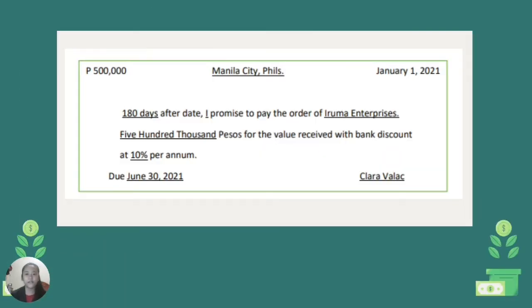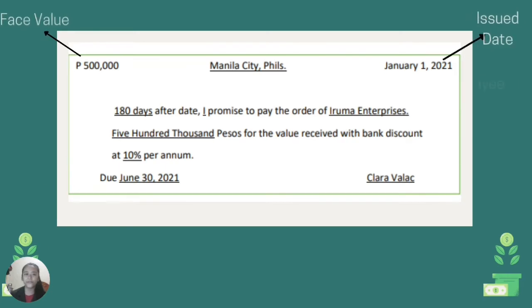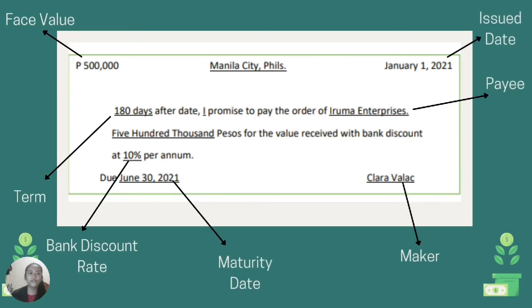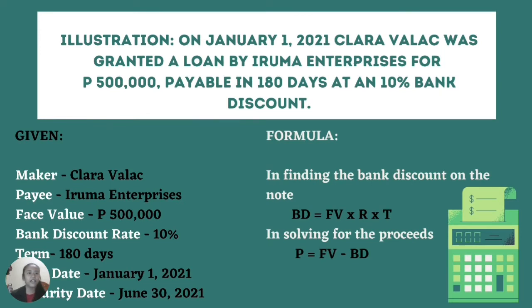Here we have another example. Let us all identify the values. We have here the face value, the term, the bank discount rate, the maturity date, the maker, the payee, and the issue date. Let us now solve this illustration. On January 1, 2021, Clara Valak was granted a loan by Aroma Enterprises for 500,000, payable in 180 days at a 10% bank discount. So we have here the list of the given values and the formula in finding the bank discount as well as the proceeds.